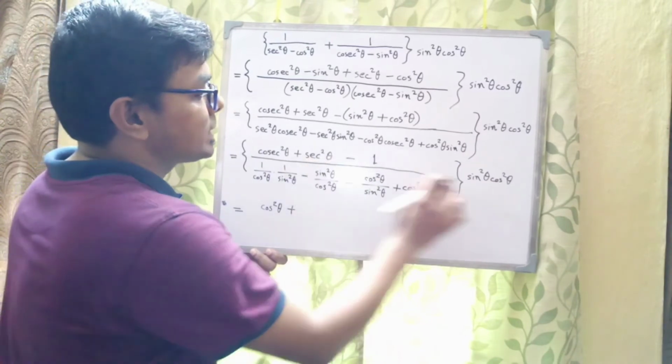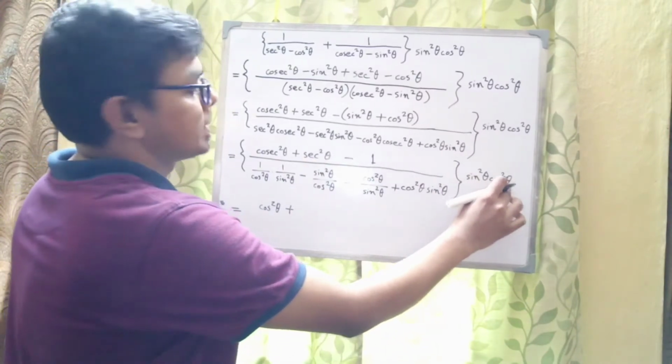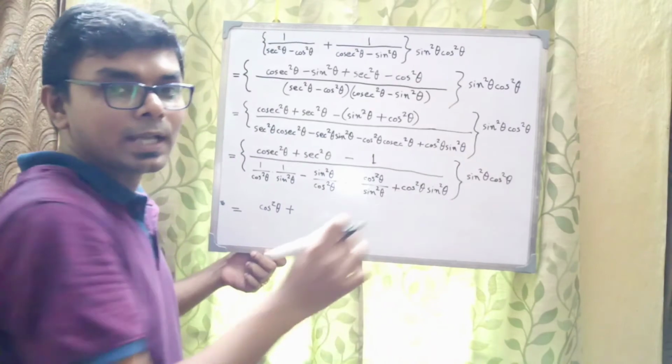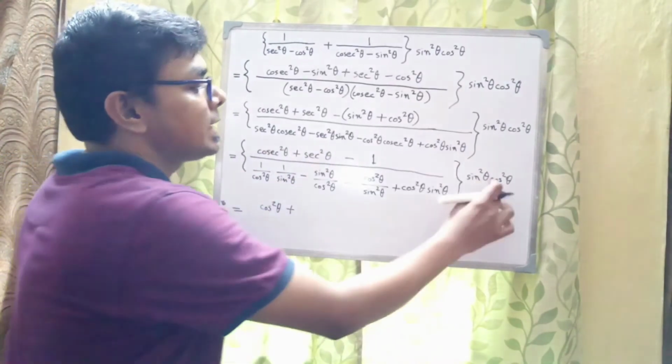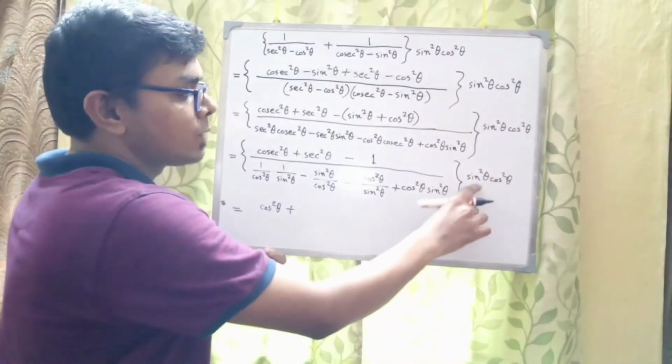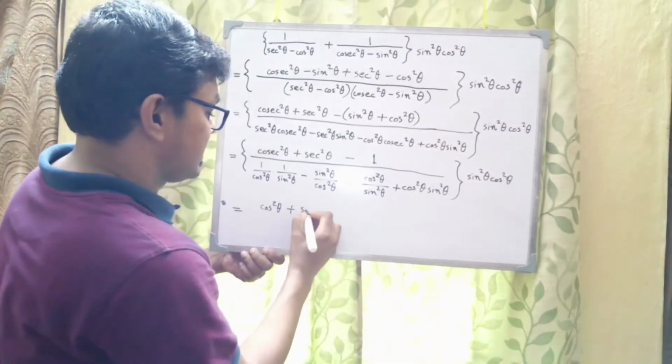Next, sec² θ into sin² θ into cos² θ. Now sec² θ into cos² θ is equal to 1, because sec θ into cos θ is 1. So again sec² θ into cos² θ gives us 1, and we are left with only sin² θ.